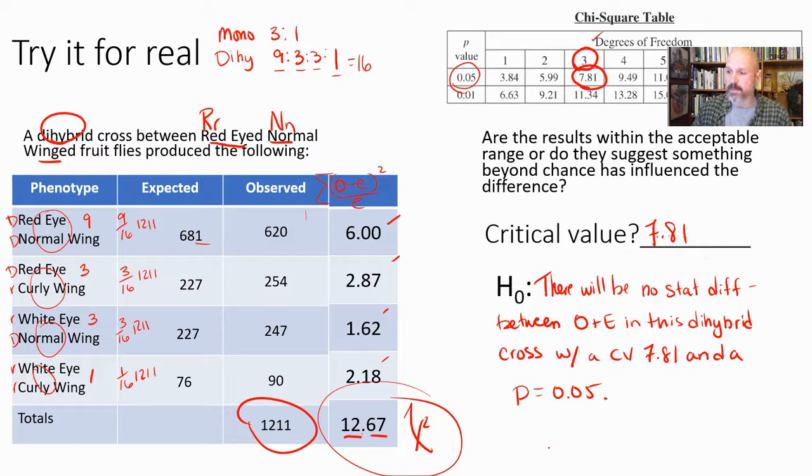So what does that mean? My conclusion is that I have to reject my null hypothesis because, and I'm running out of room, I would say this better, the chi-square value of 12.67 is greater than the critical value of 7.81.